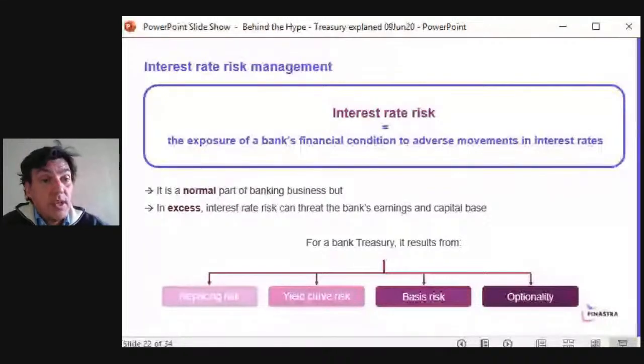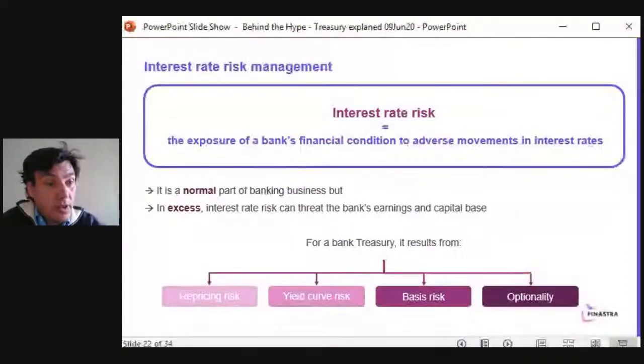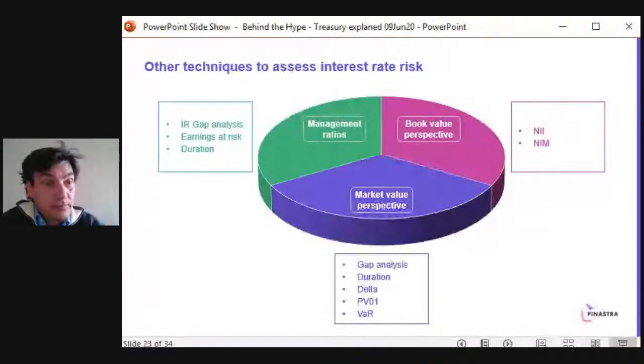So those have to be taken into account by the treasurer. So that's about interest rate risk management. So how can you hedge yourself? How can you make sure that you are not losing too much money against it? So the first things are to assess. Before talking about the tools, let's assess.